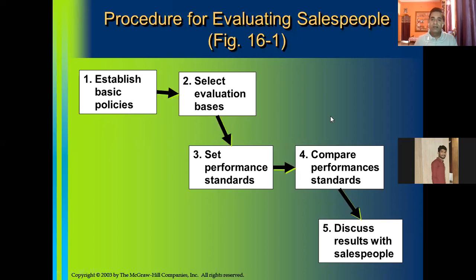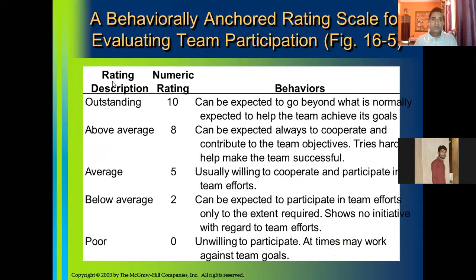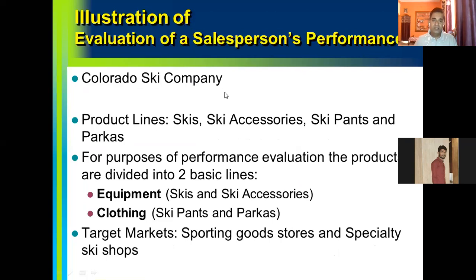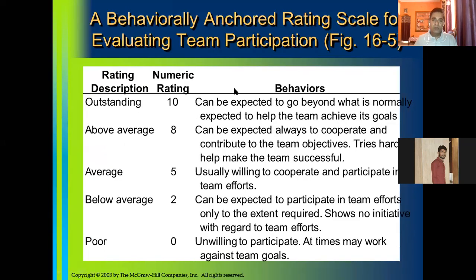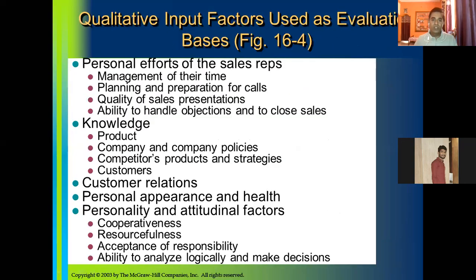So now, whatever we learned in steps 1, 2, 3, 4 and 5, we are going to learn by way of an illustration. The illustration is about a hypothetical company, the Colorado Ski Company. I'll explain what the company is and what the product lines are. But before that, if you have any questions, I would like to take them and clarify your doubts, then I will move on to the illustration.